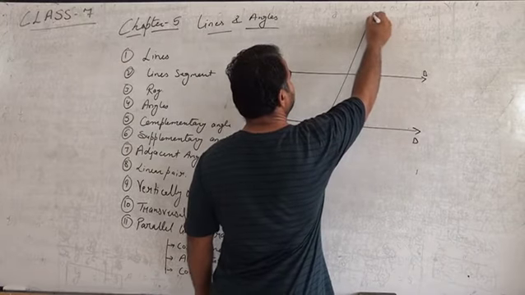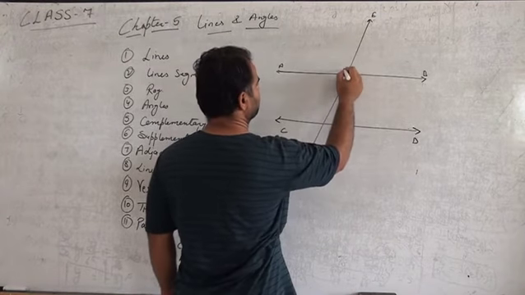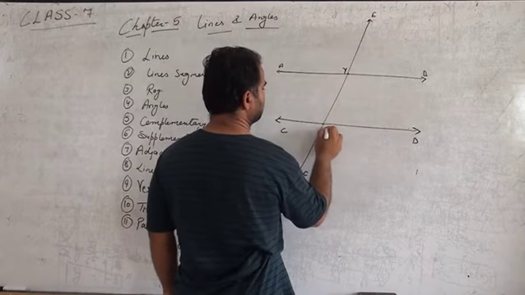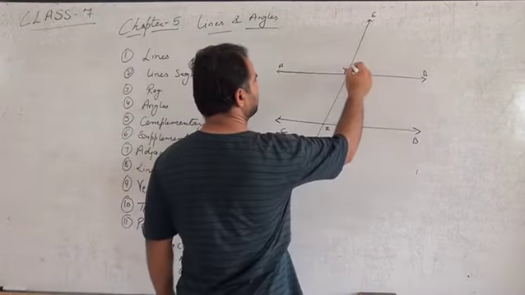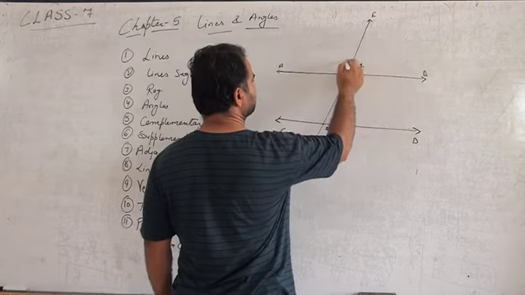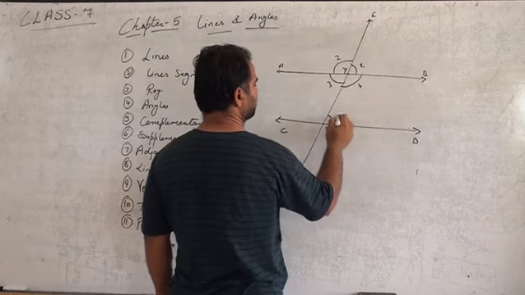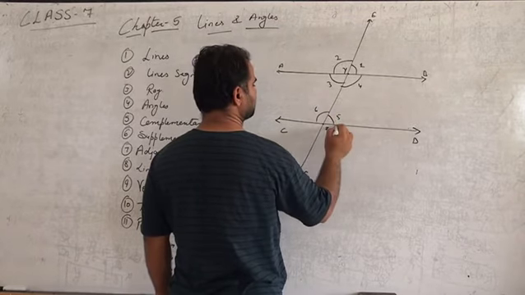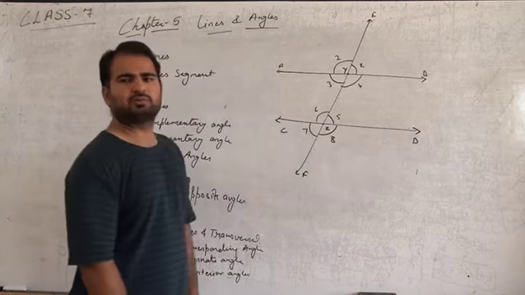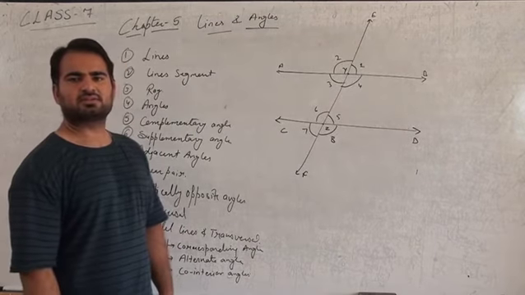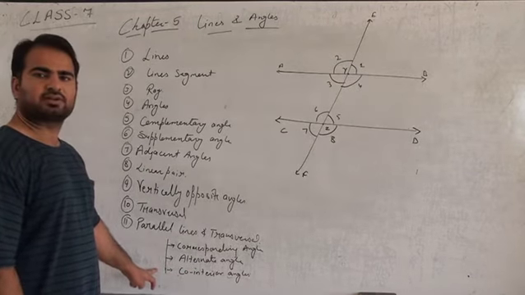This line E, F, and this point is Y and Z. Okay. So it will make how many angles? 1, 2, 3, 4, 5, 6, 7 and 8. How many angles are there? 8 angles. So what we have to do, the way to understand is corresponding angle, alternate angle and co-interior angle.